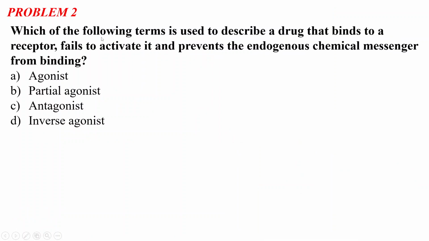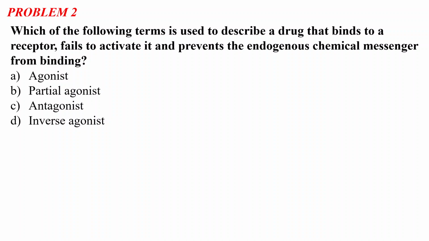Problem number 2 says: which of the following terms is used to describe a drug that binds to a receptor, fails to activate it, and prevents the endogenous chemical messengers from binding? Number A, agonist. Number B, partial agonist. Number C, antagonist. And number D, inverse agonist.